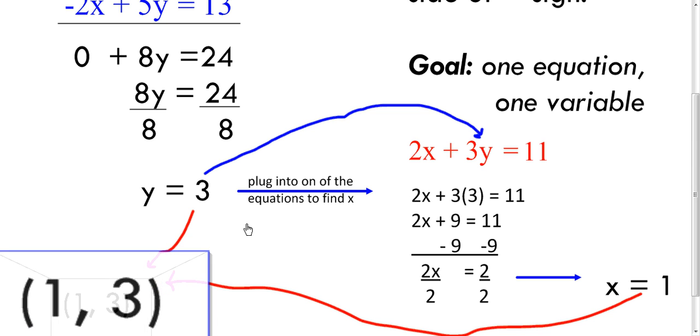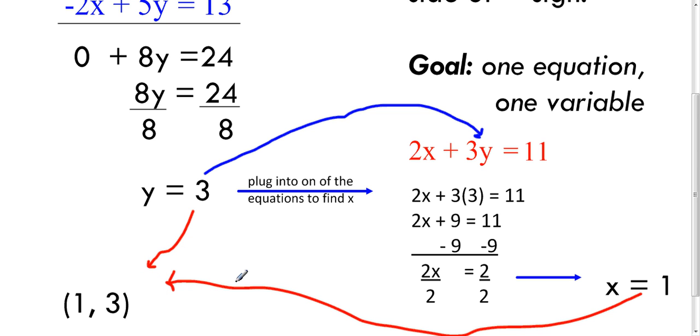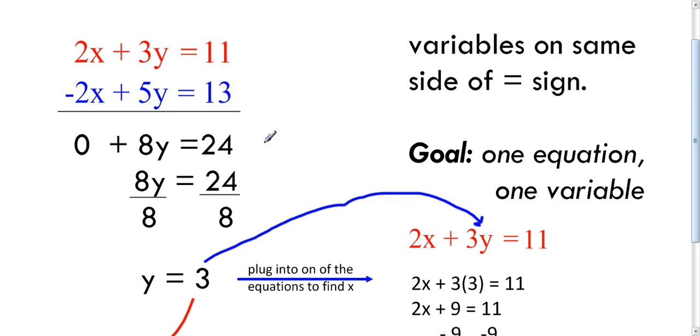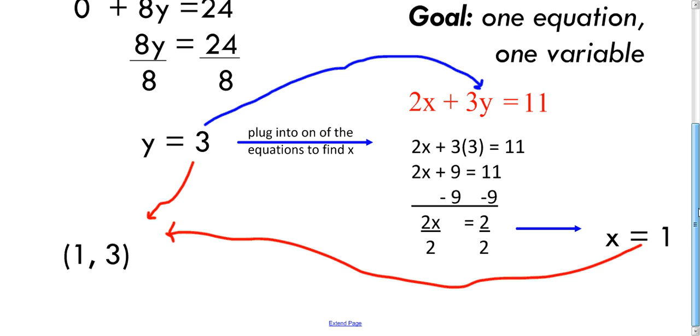So, example 1. You line up everything. You happen to have opposites. Add them together. Find one variable. Plug it into either equation. You get the same thing if we plugged it into the other one. And then away you go.